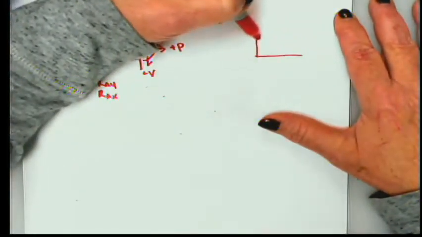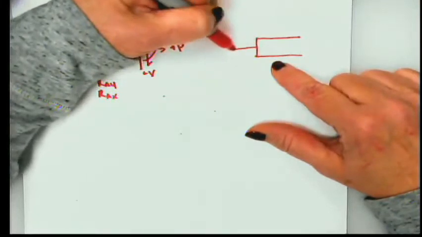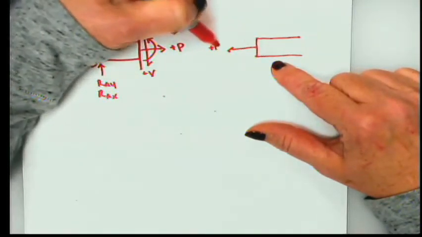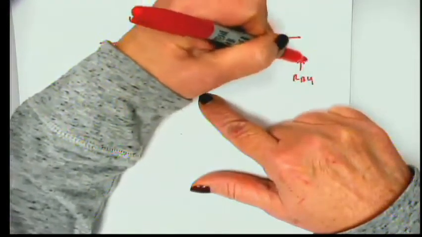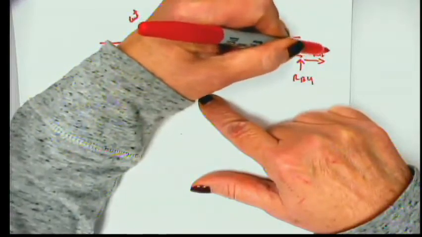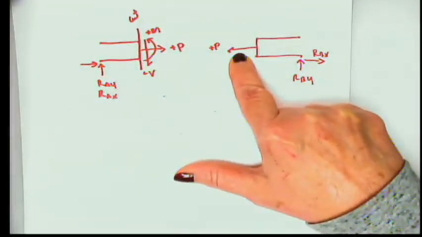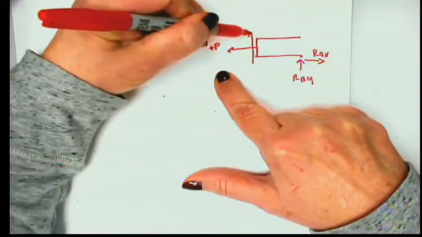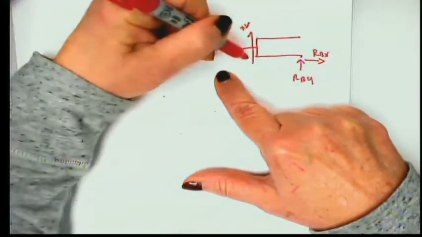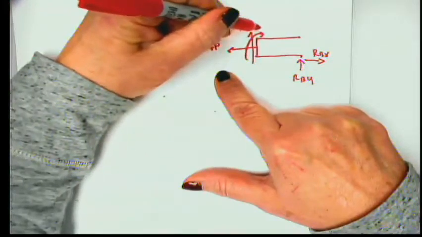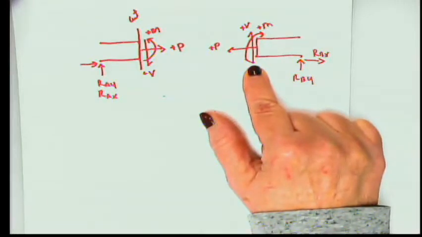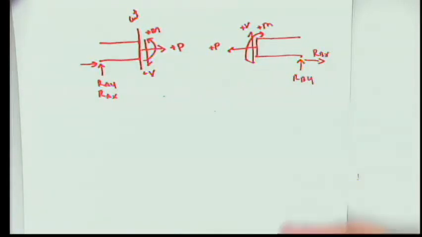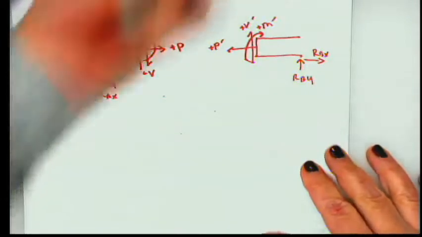Now if you cut on the other side, the exact opposite directions should be positive. So in other words, if you cut the other way, here's my, I'll call it RBY and RBX. This is positive P. This is positive V. And this is positive M. All right? And just to separate those, we could just call those primes.